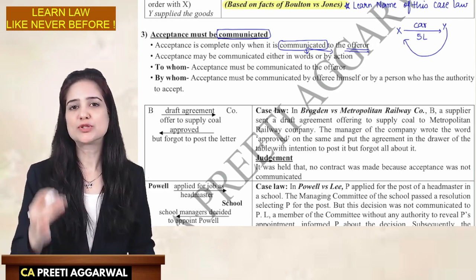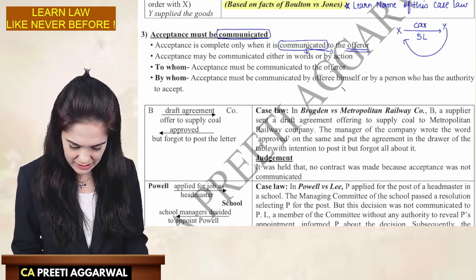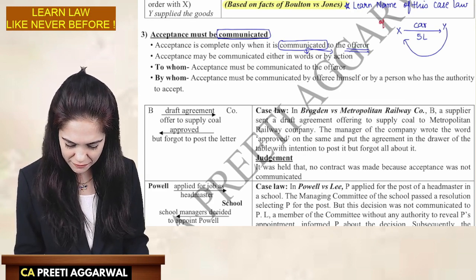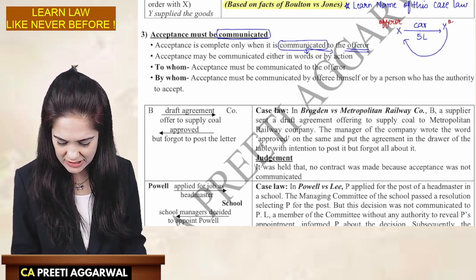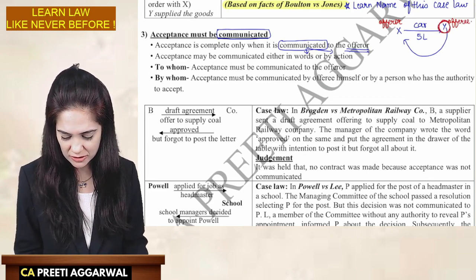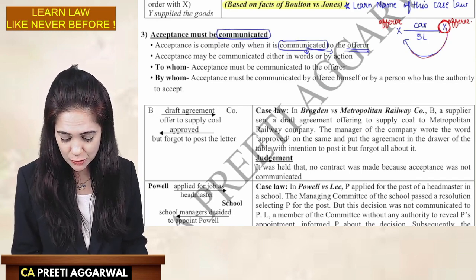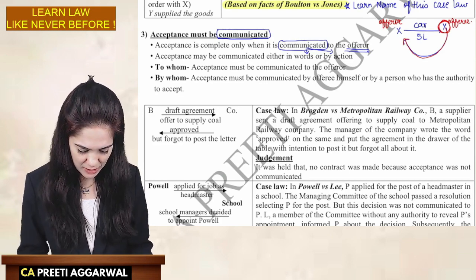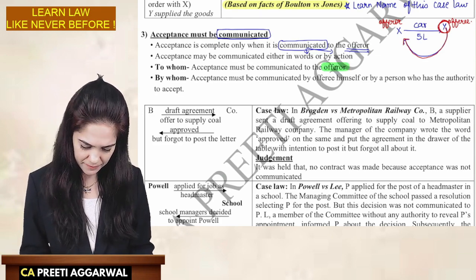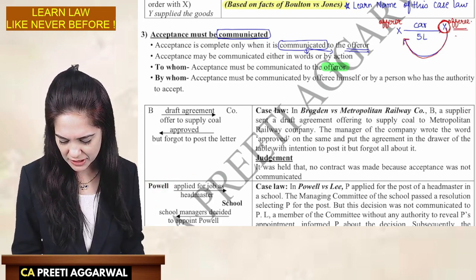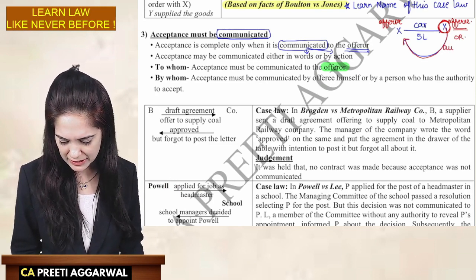Acceptance must be communicated to whom? Okay. X gave an offer to Y. X is the offerer and Y is the offeree. If Y is accepting the offer, Y should communicate this to whom? To the offerer. Yes. So acceptance must be communicated to the offerer. By whom? It can be communicated either by the offeree or any authorized person.